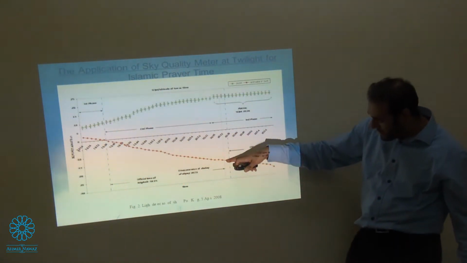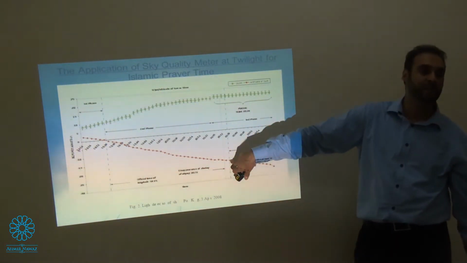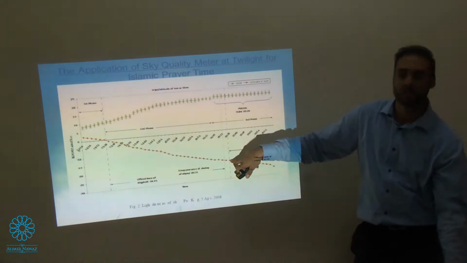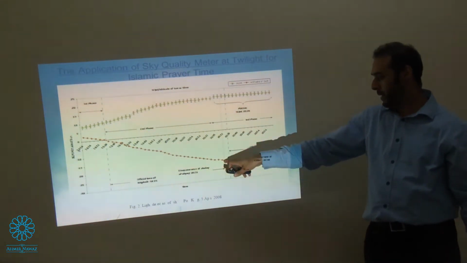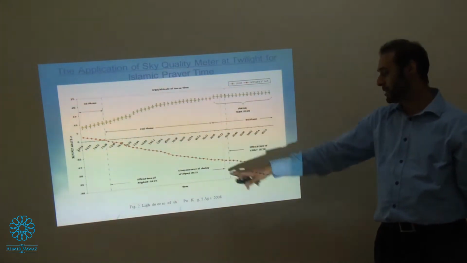It's looking like it's 19. It's very close to 20. This is the official start time for Isha. So we start Isha about 2-3 minutes afterwards. But they proved that it's 18 degrees and beyond where you get complete darkness in the sky.